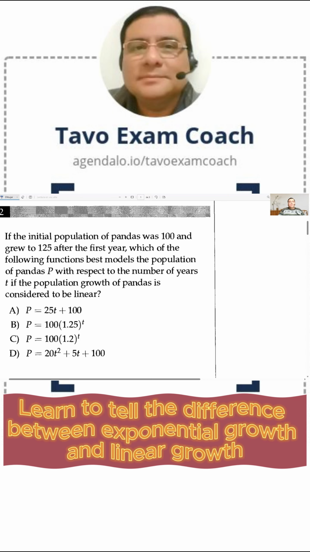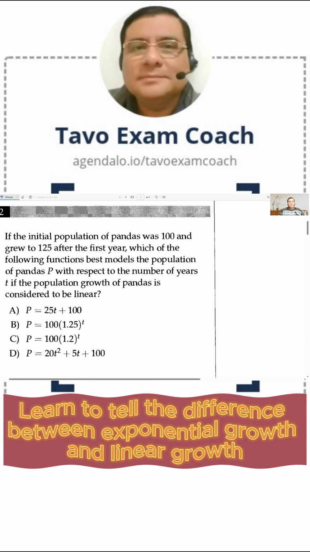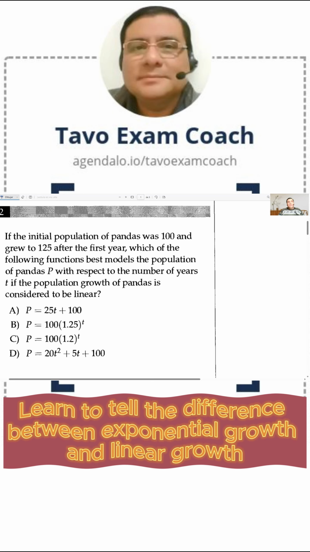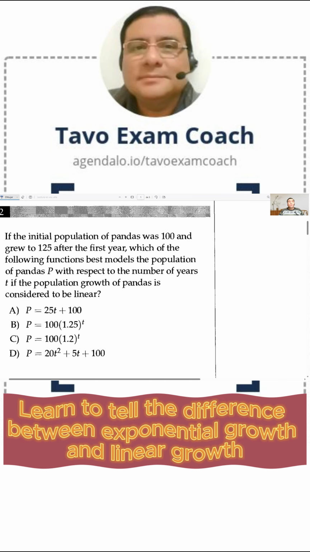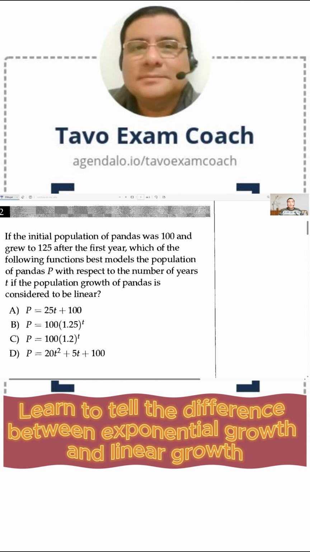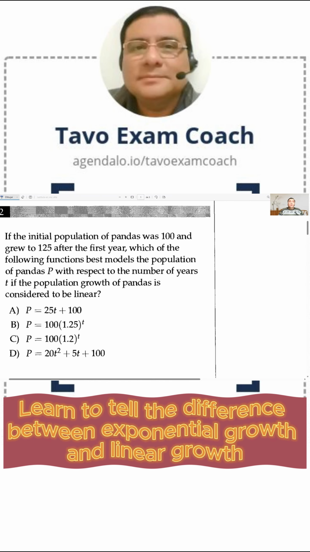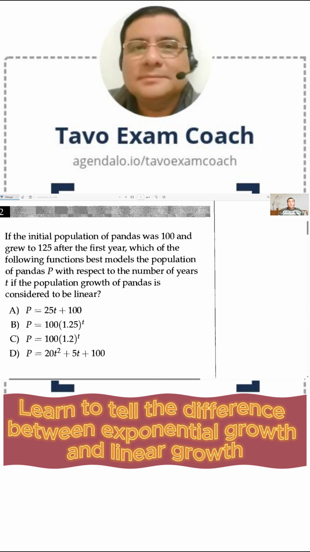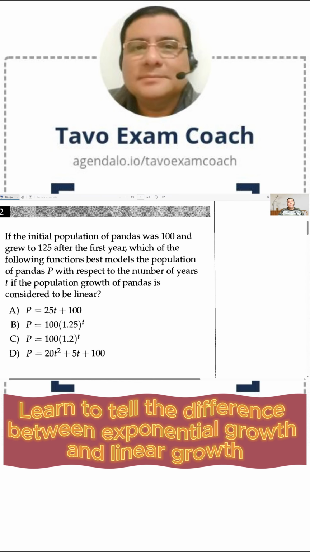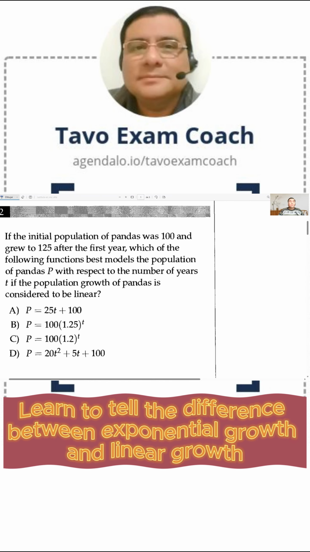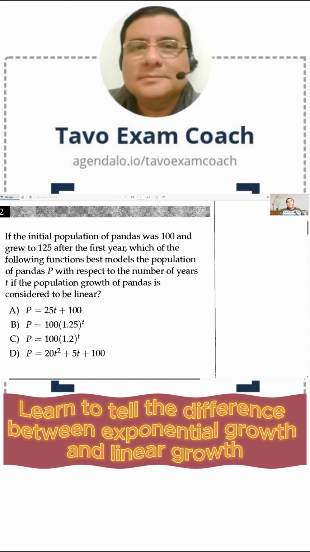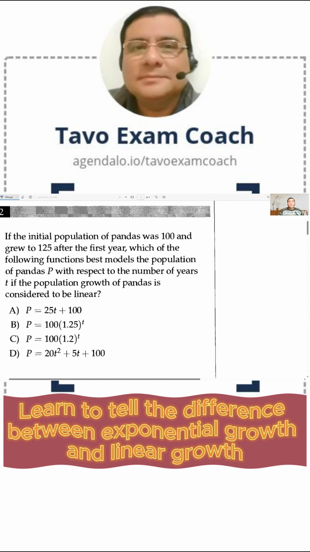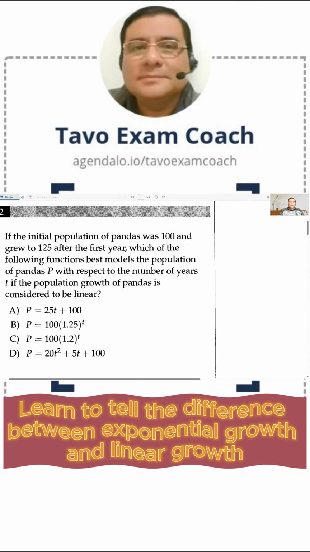Let us see the solution to this question number 2. If the initial population of pandas was 100 and grew to 125 after the first year, which of the following functions best models the population of pandas P with respect to the number of years T if the population growth of pandas is considered to be linear?